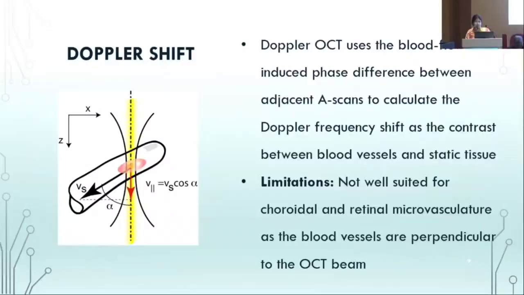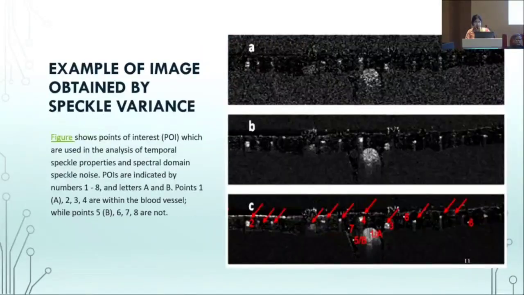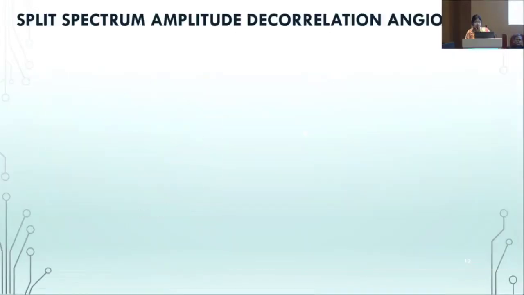It uses blood flow induced phase difference between adjacent A scans to calculate the Doppler frequency shift as the contrast between the blood vessel and static tissue. It is not well suited for choroidal and retinal microvasculature as the blood vessels are perpendicular to the OCT beam. Then the next is speckle variance. In speckle variance, the OCT signal is acquired as a result of partially coherently backscattered light from biological tissue. Due to the presence of moving particles in the biological tissue such as red blood cells, the speckle pattern varies with time and can be quantified by speckle variance calculations using either interframe or interline comparisons. This is an example of an image obtained by speckle variance.